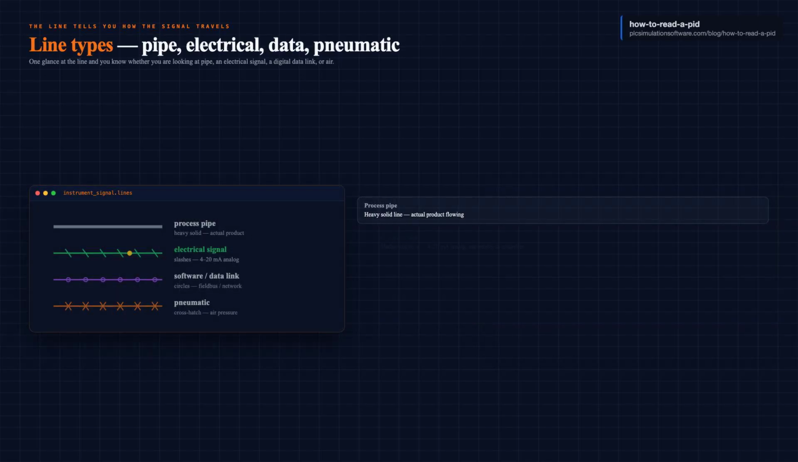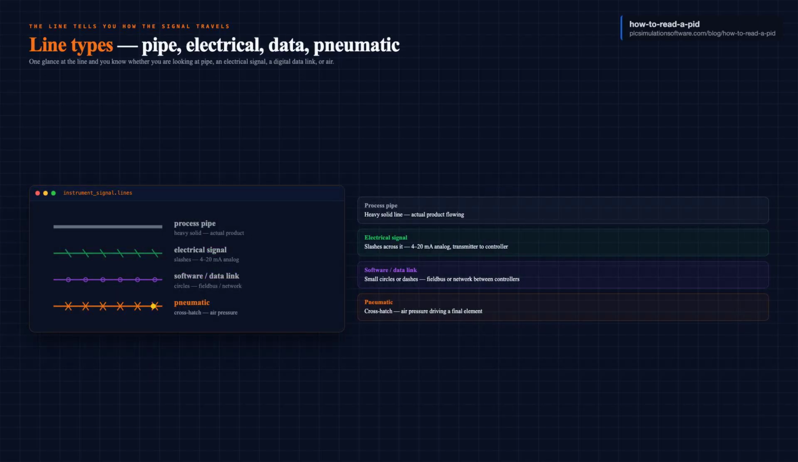Now the lines that connect the bubbles, because the line type tells you how the signal travels. A plain solid line, usually heavier, is the process itself. Actual pipe carrying actual product. The instrument signal lines are thinner and marked. A line with little slash marks across, it is a regular electrical or analog signal. Think 4 to 20 milliamps between a transmitter and a controller. A line drawn with small circles or a dash pattern is a software or data link. That is a digital connection, a field bus, or a network between controllers.